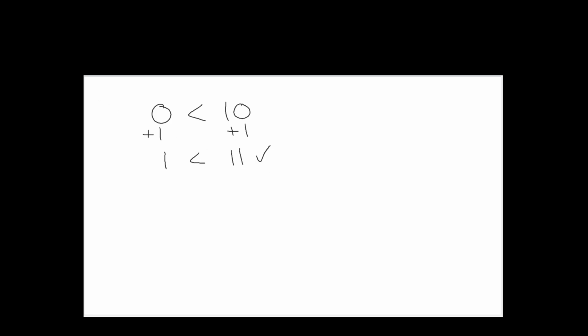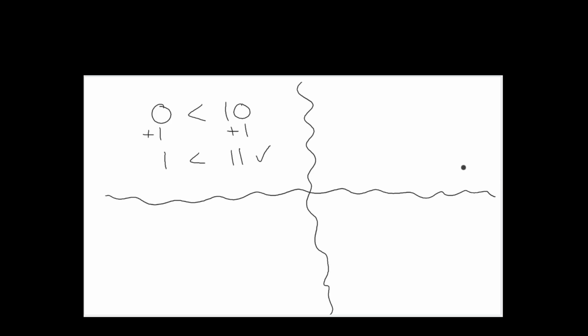Let's say I subtract 1. What I do to one side, I do to the other. Well, 0 minus 1 is negative 1. 10 minus 1 is 9. 9 is still larger than negative 1, so this is still a true statement. So we've messed with this by adding and subtracting, and it didn't cause us to flip our inequality.